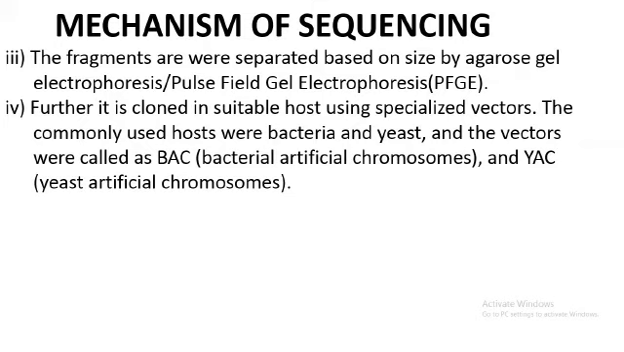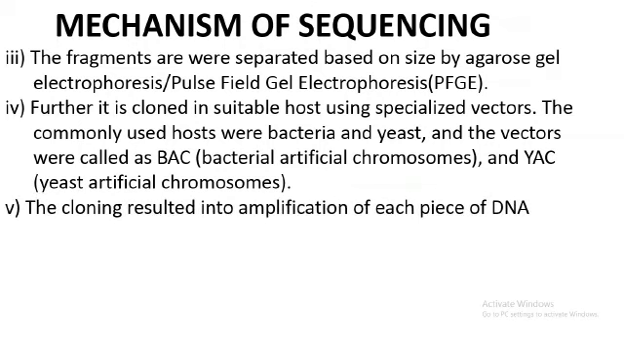You may ask why we use bacteria. Very simple, they have a short lifespan, and within a fraction of 30 minutes they multiply enormously. So in a short period of time you can get multiple copies of DNA. Hence we use bacterial and yeast vectors to multiply our gene. So this is what we call cloning. By cloning we get multiple copies of DNA fragments.